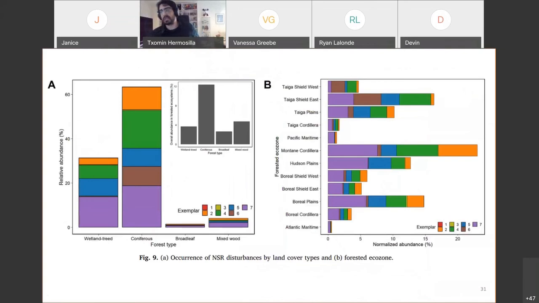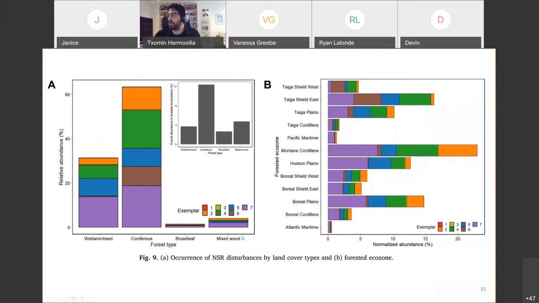We did this analysis, I will go a bit faster here, also by forest type. So coniferous, this is the proportion of forest in Canada. Coniferous is the most common, and as expected, they had the highest amount of non-stand replacement disturbances. This is followed by wetland treed areas, and broadleaf and mixedwood have a much lower amount of non-stand replacement disturbances based on the representation.